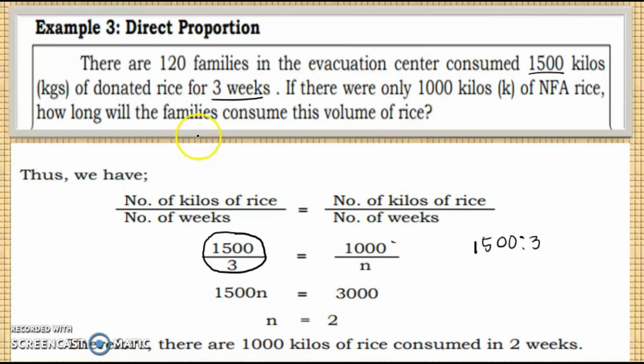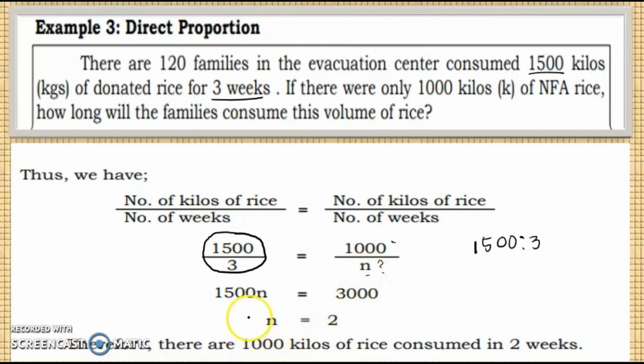Now, the question is, how long will the families consume this volume of rice? So, what is missing is how many weeks they can consume. If here on the other side it is 1,500 in 3 weeks, the 1,000 would be how many weeks? This is the question mark, n. So, that is our equation. 1,500 over 3, that is our first ratio, is equal to 1,000 over n, the variable n, the length, which is how many weeks.